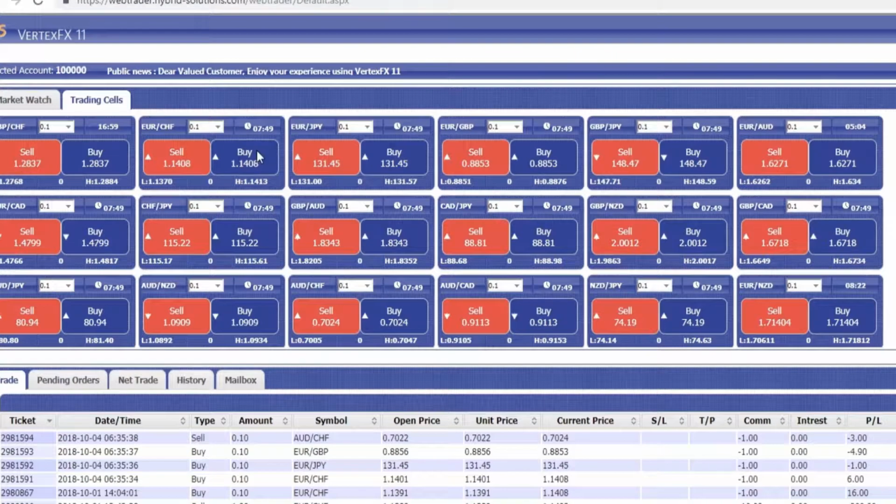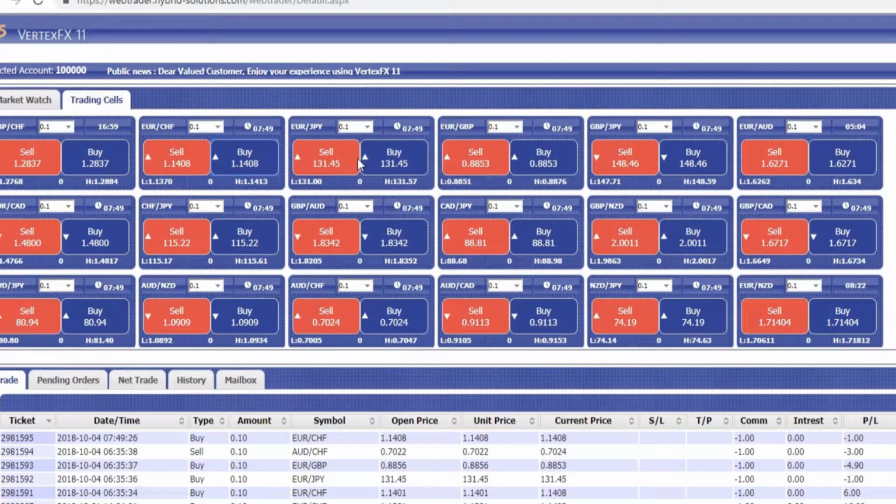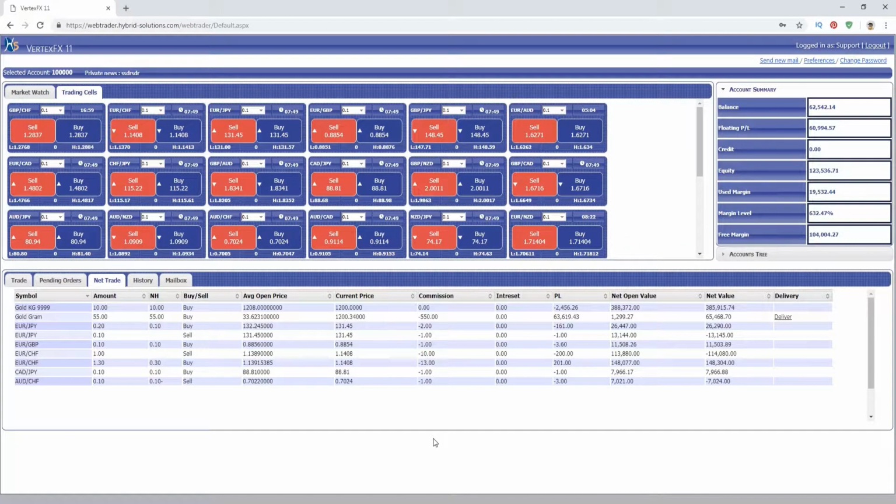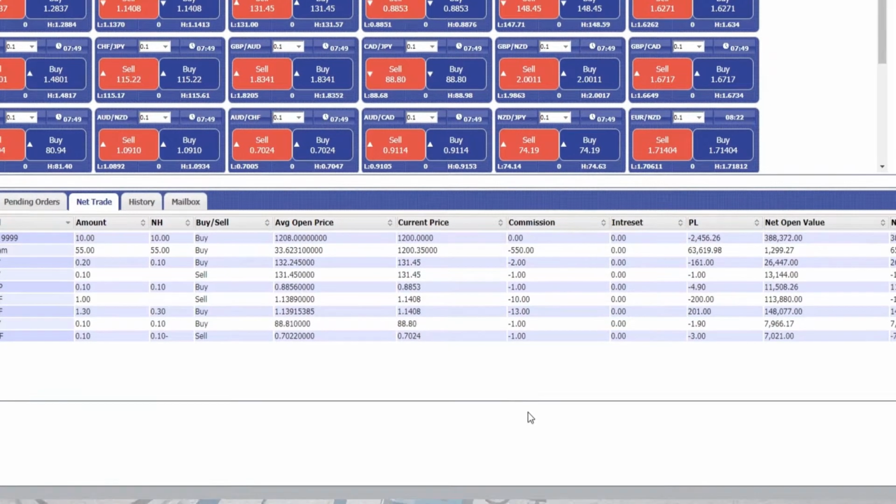Like the trading cells, which are so easy to trade by one click. The net trade, where VertexFX has an advantage by having such a handy option, by categorizing order types, buy and sell, and by symbol's name.